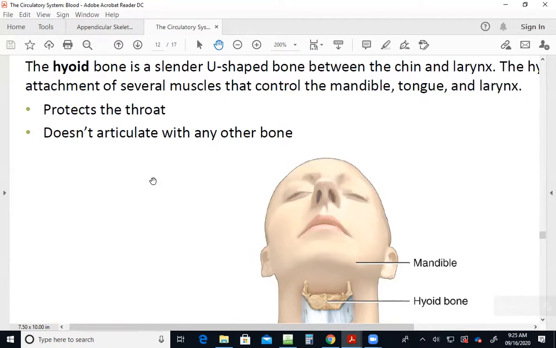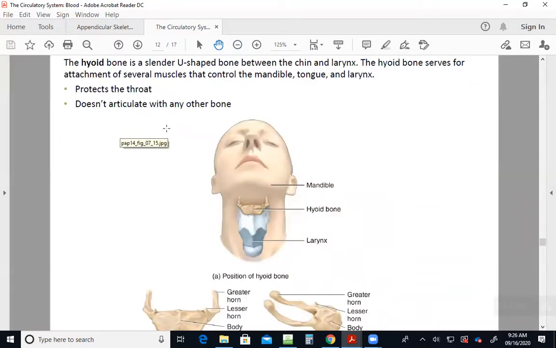Okay, your hyoid is the final bone I want to talk about that's really associated with the skull. It's not a skull bone, but it's located and articulates with some of our skull bones. A U-shaped bone between our chin and our larynx, so right up underneath your tongue and behind your chin. It serves for attachment of several muscles controlling our mandible, tongue, and larynx. And it can be described as the only freely floating bone in the body. I mean, it doesn't have a direct contact. It's not touching any other bone.